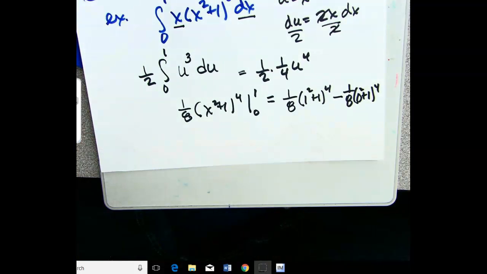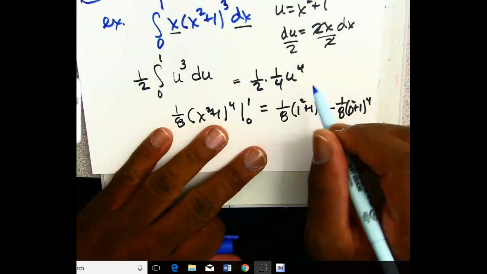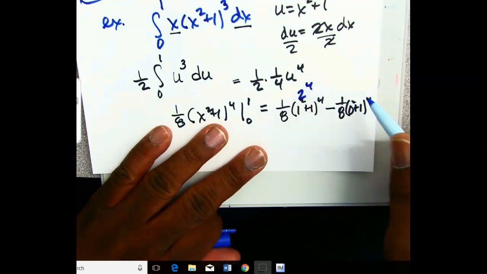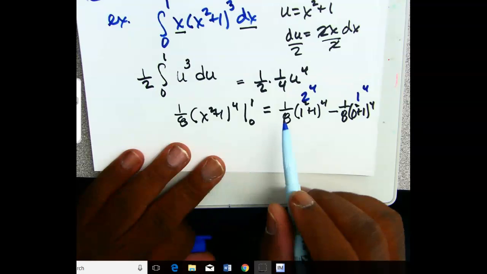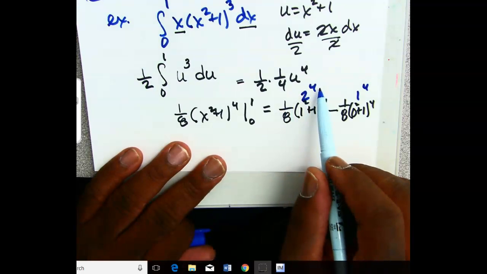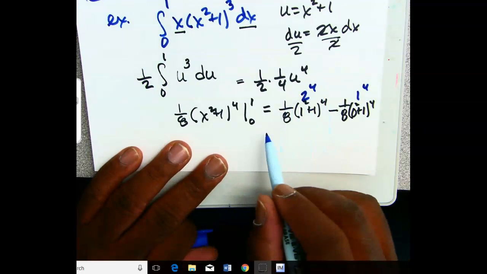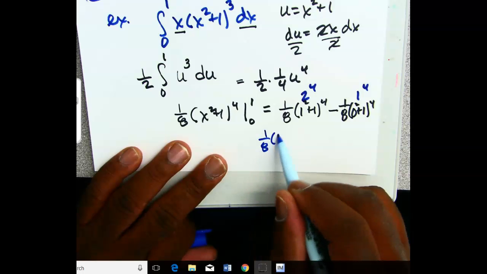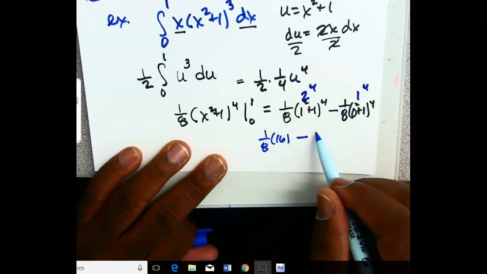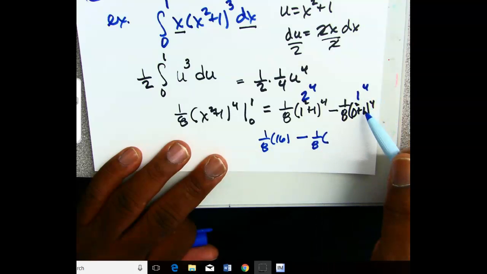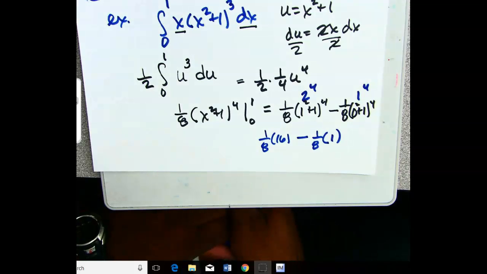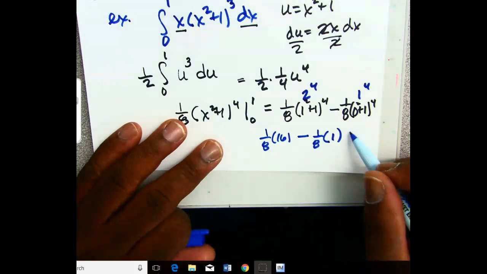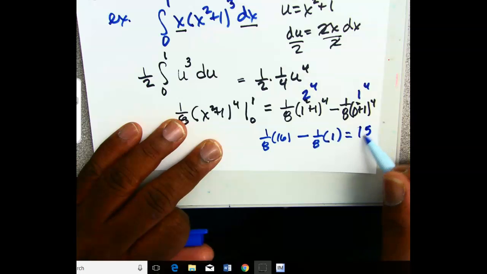One plus 1 here is 2. So here you're going to get 2 to the 4th. 0 plus 1 is 1. Here you're going to get 1 to the 4th. So we have 1/8 times 16, right? So 1/8 times 16 minus 1/8 times 1, because 1 to the 4th is 1. So our final answer would be 15/8.